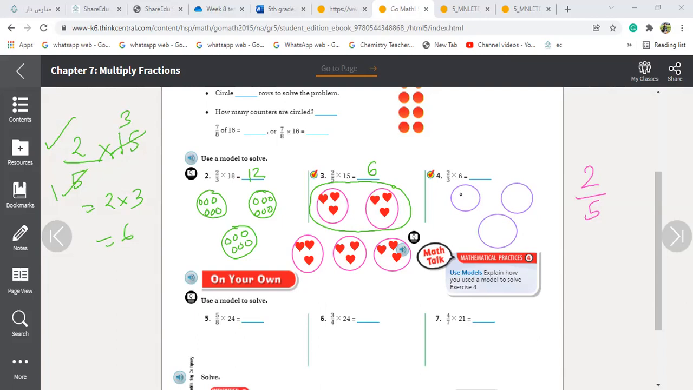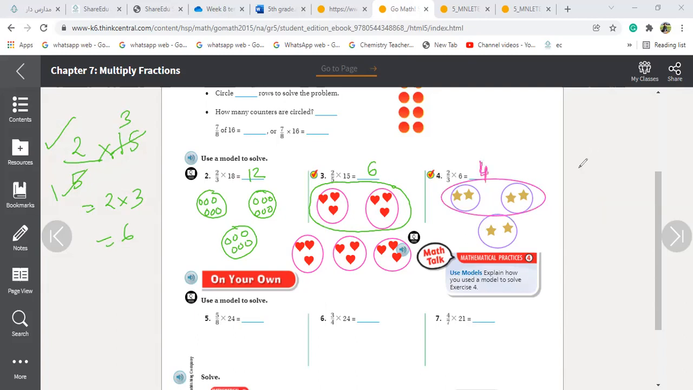Yes, you divide it. So 1, 2, 1, 2, and 1, 2. Okay? Then it's 2/3. So you will circle 2. 2/3. Let me go with the other color. It's 2/3. So how many do the 2 groups contain? They contain 4. So I'll just put 4 here as my answer.